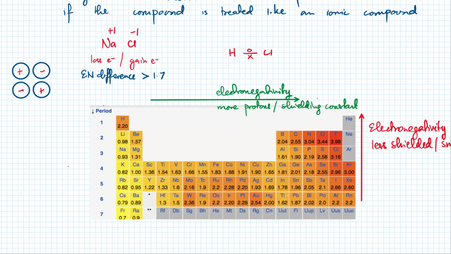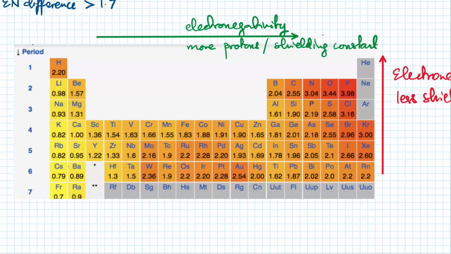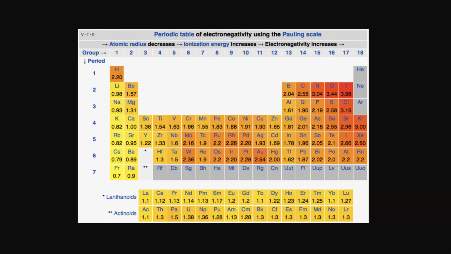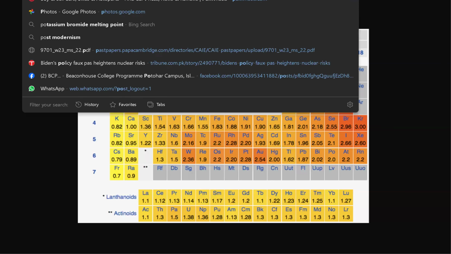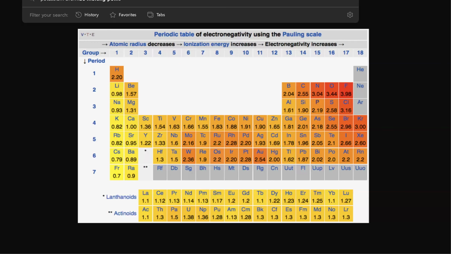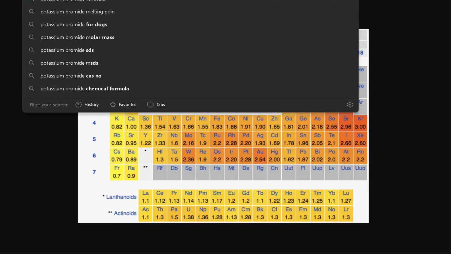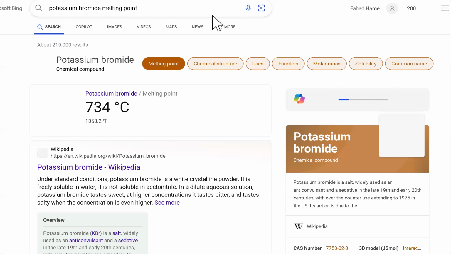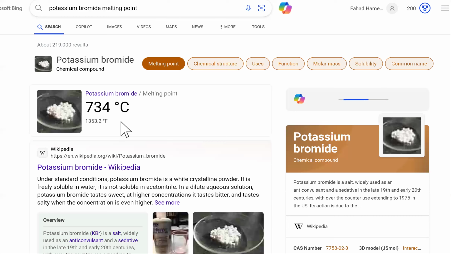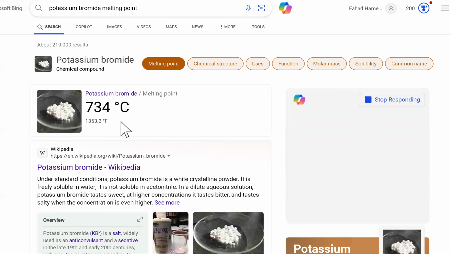You can predict the properties by just looking at the electronegativity values. Take potassium bromide: potassium is 0.82. If I Google potassium bromide and check its melting point, I'm pretty sure it is ionic. The melting point comes out to be 734, which is pretty high. So it's definitely ionic, a bunch of positive ions and negative ions all attracted to each other.